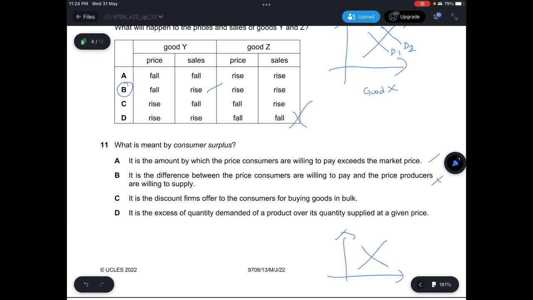So this is a demand and supply graph again. This one will be your supply curve, demand curve. Assuming that this is what the consumers are willing and able to pay, and then this is the price producers are willing to supply, this is the entire area, so it's not correct. This is completely comprised of consumer surplus and producer surplus. And C says it is a discount firms offer to consumers for buying goods in bulk, which is not correct. And D says it is the excess of quantity demanded of a product over its quantity supplied at a given price, which is not correct. So the answer is A.